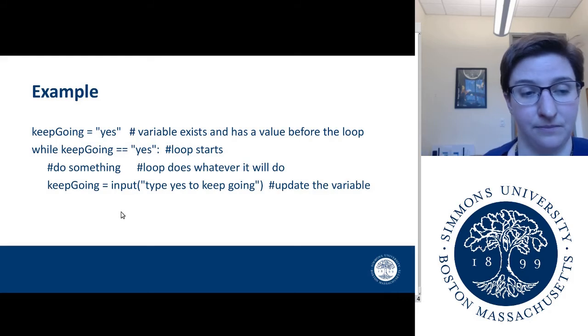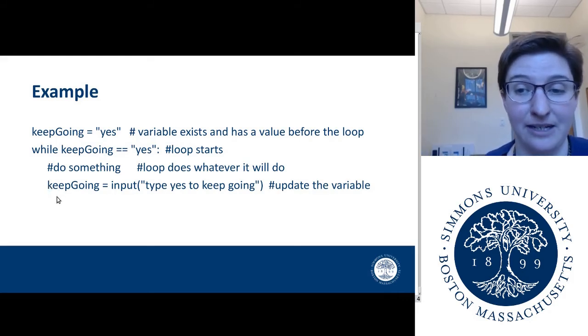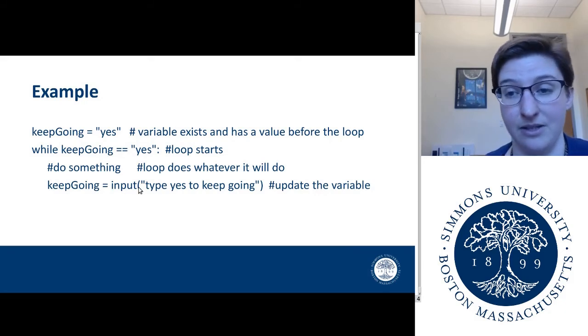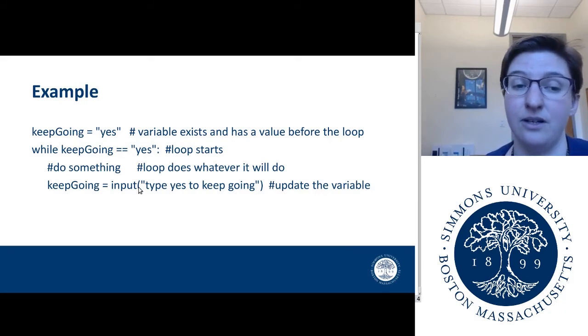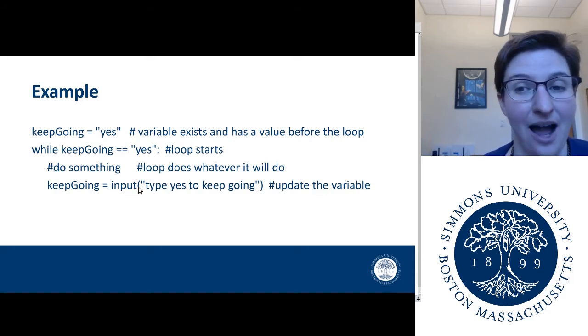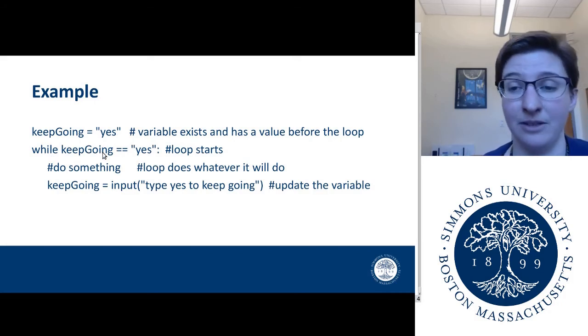But you have to update that variable. Here we called it keep going, so you have to say keep going equals, in this case, input, because you're going to ask the user, do you want to keep going? And if they type yes, it'll keep going. If they type anything else, the loop will stop, because this will only be true if keep going has the value yes with the lowercase y. Remember, Python is very particular about this stuff. So just something to keep in mind.